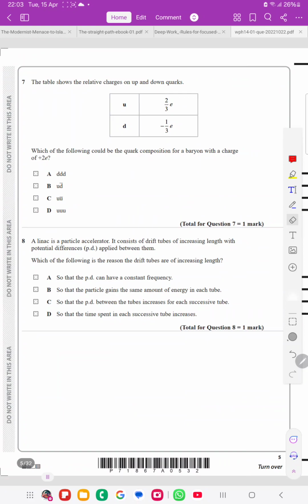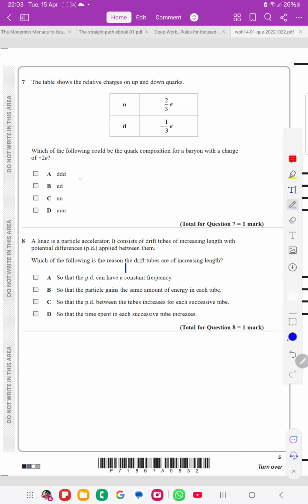Next one. The table shows the relative charge on up and down quark. Which of the following could be the quark composition for a baryon with a charge of plus 2e? Now we know that a baryon has 3 quarks, right? So the answer should be either down, down, down, or up, up, up.